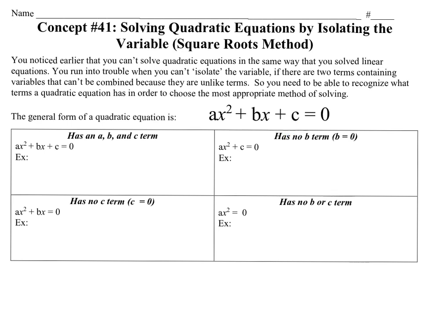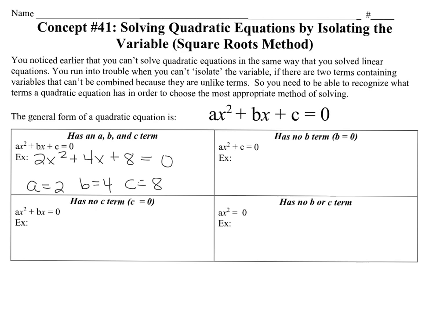So an equation that has all three terms might look something like 2x squared plus 4x plus 8 equals 0. So in this particular example, the value of a would be 2, the value of b would be 4, the value of c would be 8. This is a quadratic equation that has a, b, and c terms.